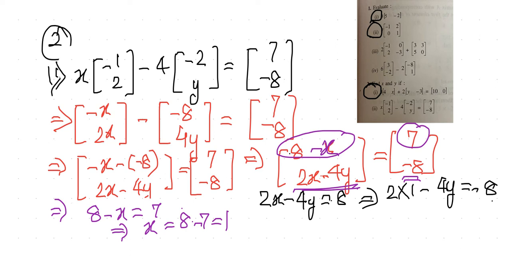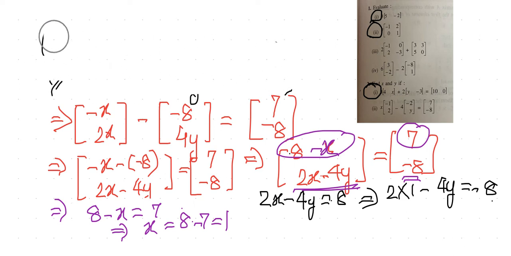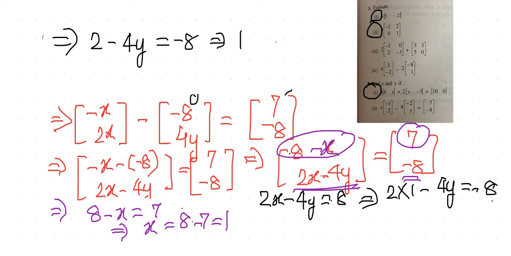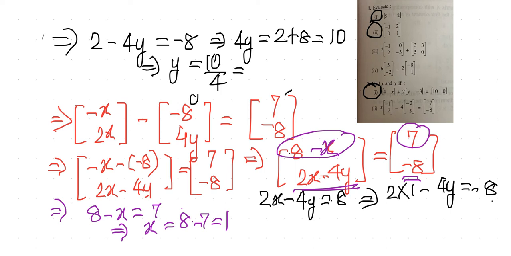Okay. So now 2 minus 4y, I'll just erase this. Okay, this implies 2 minus 4y is equal to minus 8. So this further implies that 4y is equal to 2 plus 8, which is equal to 10. Okay, so what is the value of y that you will be getting? The value of y will be equal to 10 divided by 4, that is 5 upon 2, which in turn is equal to 2.5. So this is the value of y that you are getting.